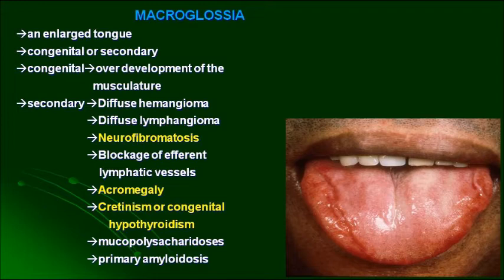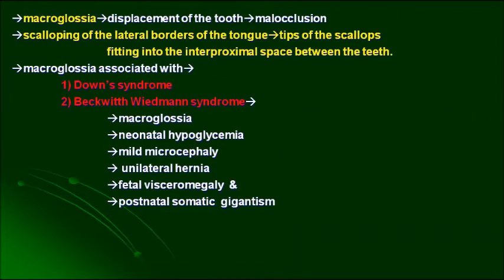These are the secondary features of macroglossia. So what happens when you have an abnormally large tongue? There will be scalloping of the lateral border of the tongue. The tips of the scallops will be fitting into the interproximal spaces between the teeth. The tongue will be finding it very difficult to adjust in between the teeth.